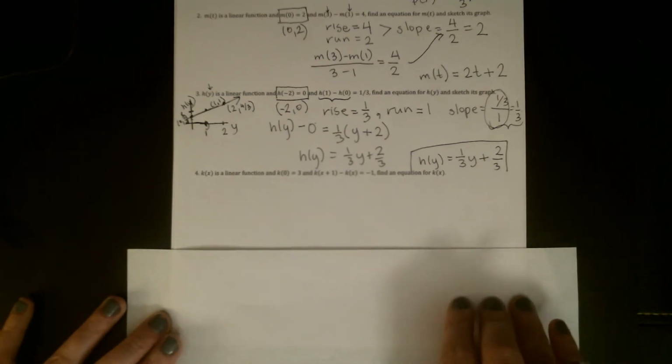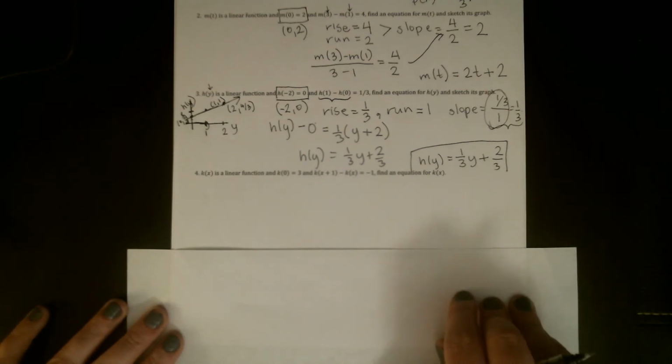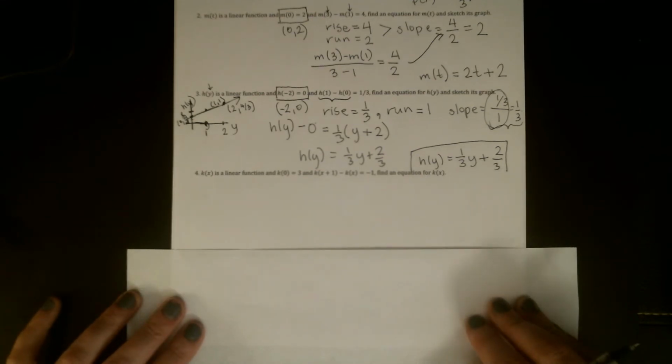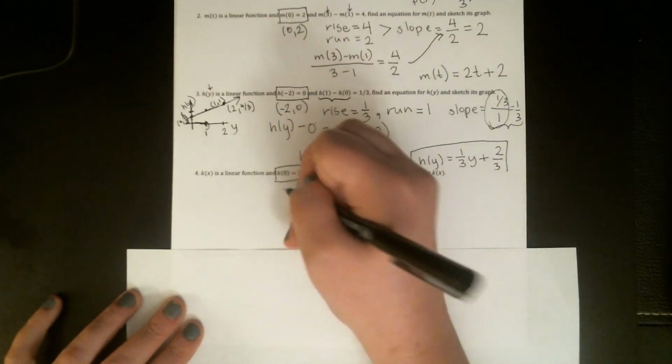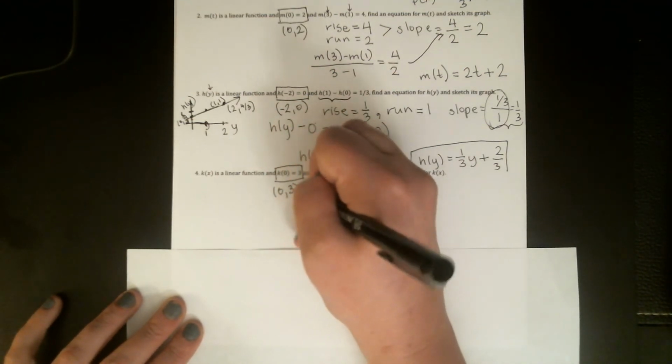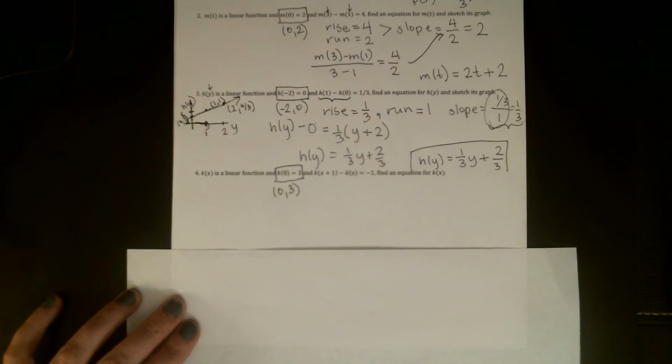Okay, 2 more. If k of x is a linear function and k of 0 equals 3, and k of x plus 1 minus k of x equals -1, find an equation for k. Okay, so this first piece of information hopefully is getting pretty familiar. That's a point, and once again, it's actually a very nice point. That's my y-intercept. So I have a b value right off the bat. b is equal to 3.